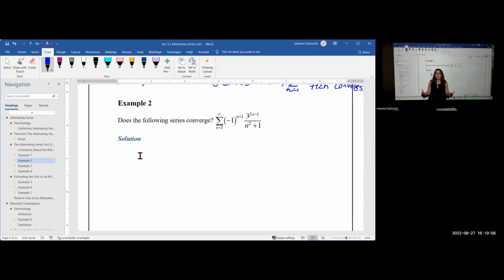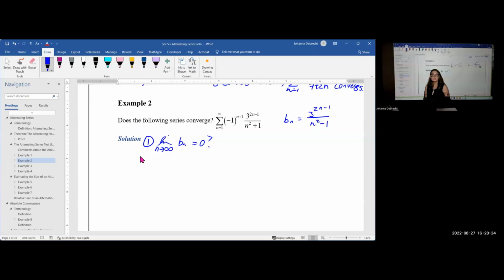So I want to check and see if it meets the 3 conditions. I'm going to start with the divergence test, which is probably what I should have started with the last time. I want to show the limit as n goes to infinity of b sub n, does that go to 0. And of course, my b sub n here is 3 to the 2n minus 1 over n squared minus 1, right? So that's my sequence, stripping off the alternating behavior.